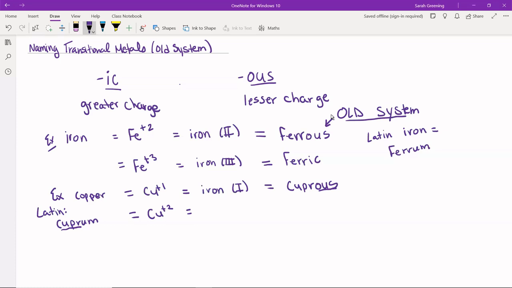If we're looking at the +2, this is a greater charge. So we will have, and I just realized I botched this up. This is copper 1. Okay, copper 2. If we were using the standard system, we must use the Roman numerals to indicate charge. But if we're using the old system, and we're indicating the greater charge, then we use ic. So we use the ending ic on the Latin root word, which is cupric.